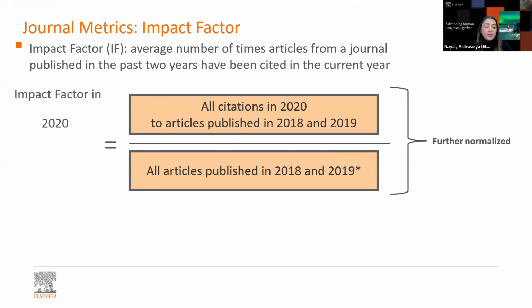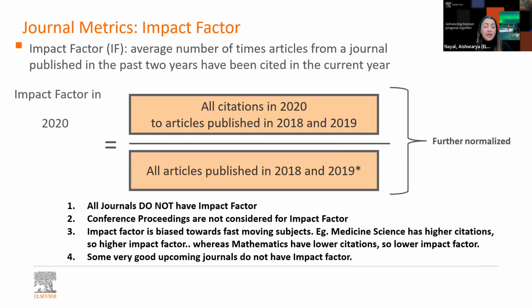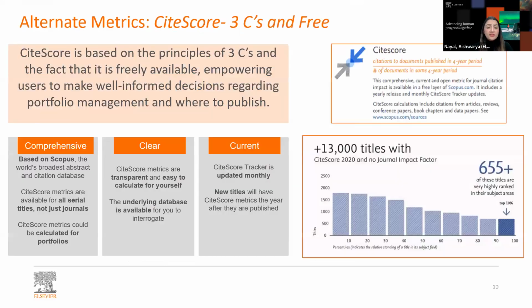Now, there are, I would say, a lot of shortcomings to this. Why? Because all journals do not have a journal impact factor. In fact, conference proceedings are not considered for impact factor. And impact factor is biased towards certain subjects. Why? You will see a lot of journals in medicine with an impact factor of 30, 40, 50, or even higher. But you will come across very few such journals in social sciences. Why? Because I would say medicine as a subject area tends to get a higher volume of citations and innovations, and hence a higher impact factor. So what do you do? You consider other metrics.